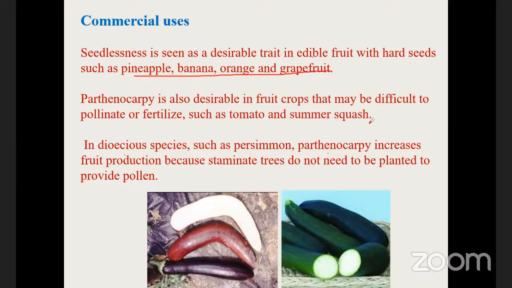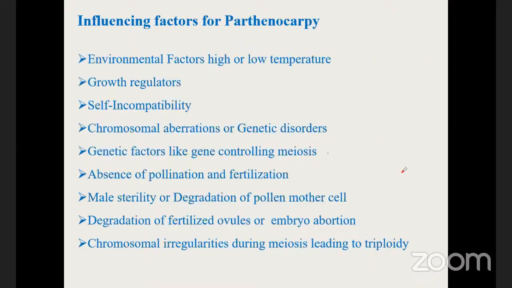The fruit crops sometimes may be difficult to pollinate or fertilize. That time, the parthenocarpy will be useful. Usually in dioecious species, parthenocarpy increases the fruit production because male and female are separate. So the staminate trees do not need to be planted. No need to plant the male plant nearby. Only from the female plant we can produce the fruits.